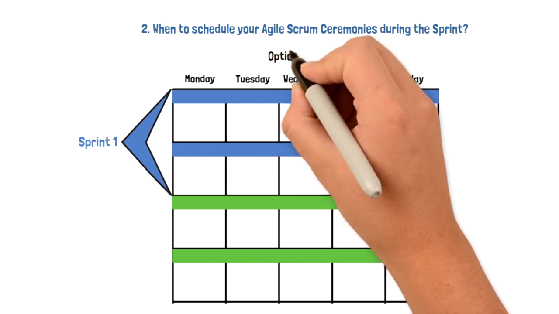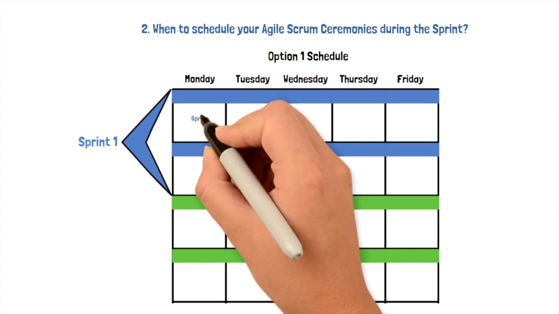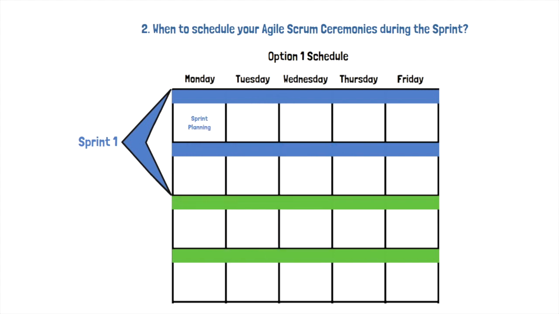Let's start with the option 1 schedule, which starts at the beginning of the week. The sprint planning would be scheduled Monday, so the team can hit the ground running and start working towards the sprint. Usually, the sprint planning would be done first thing in the morning on Monday, so the team can start working towards the sprint itself right after lunch.